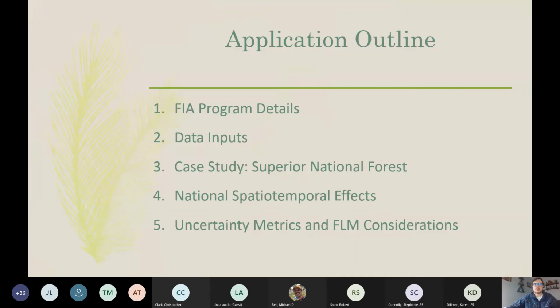So just quickly on the outline for my portion of the talk, as Linda alluded a little bit to, is the FIA plot program. So I'm going to talk about that briefly and then go through the data inputs, walk through a case study, and then go into some of the national spatio-temporal effects, and then maybe some of the uncertainty metrics as well as land manager considerations that people should think about when using this data.